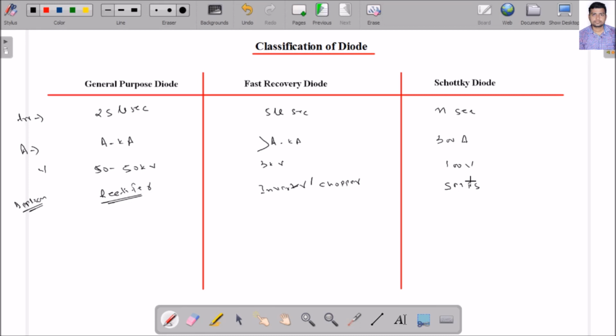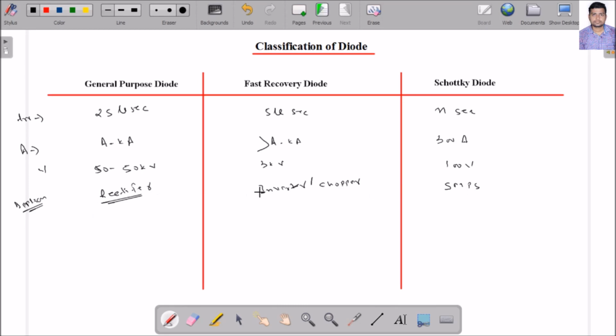So this is basically the classification of diode: general purpose diode, fast recovery diode, and Schottky diode. So here the reverse recovery time is generally high, and it decreases, again it decreases. But the current, voltage handling, and even I can say power handling capacity is generally high in case of general purpose diode, and gradually it decreases up to Schottky diode. So we have also seen what is the application of these different types of diode.